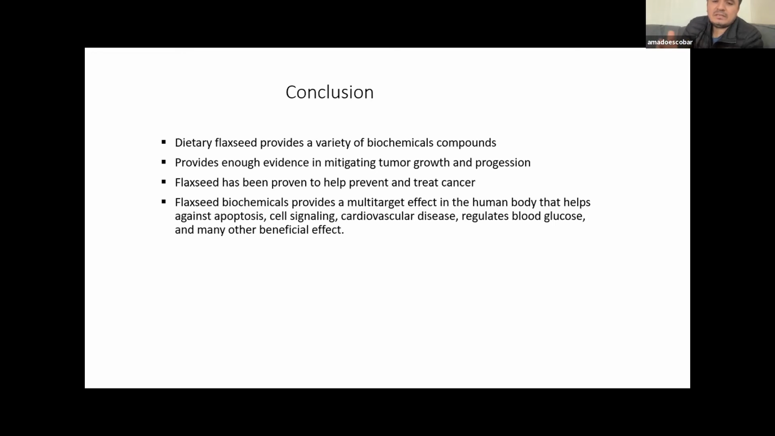Every fruit, vegetable, and seed contains phytochemicals, and the research shows that flaxseed contains high amounts of it. And this is it. Thank you.